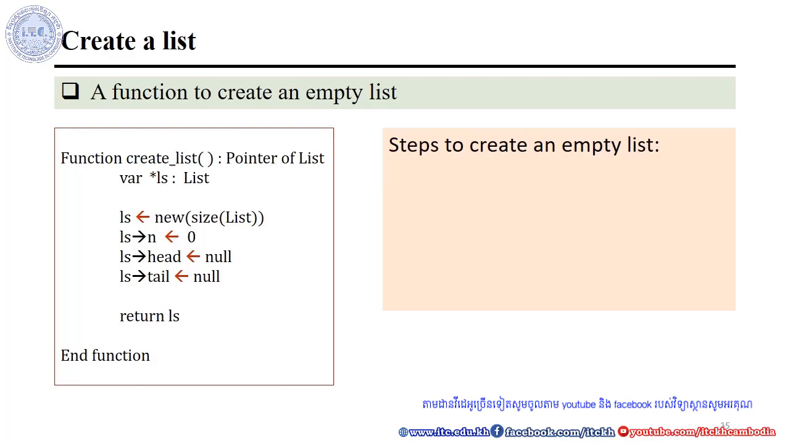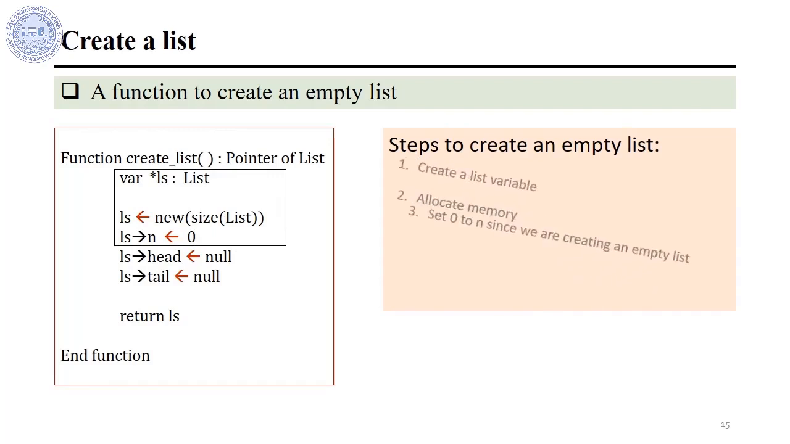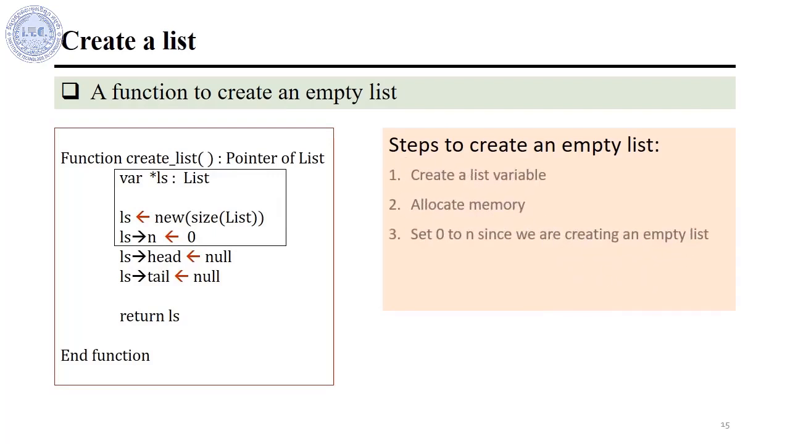So here we can create a function to create an empty list. This function will return a list pointer. The first step that we need to do is create an empty list, and next we reserve memory, and we also set the initialization of n, because when the list is first created, the value of n is 0. And the next thing to do is to update the head and tail of the list to nil, because there is no element in the list yet.